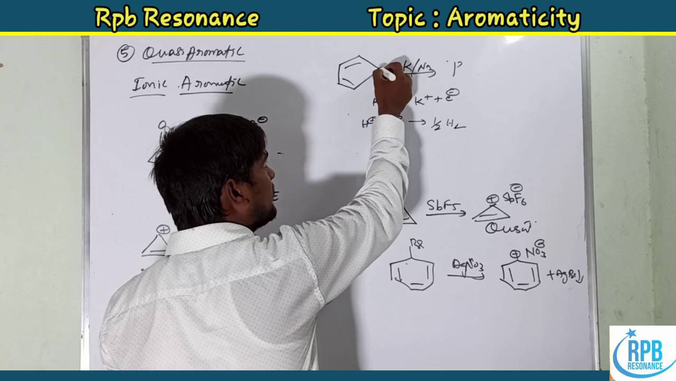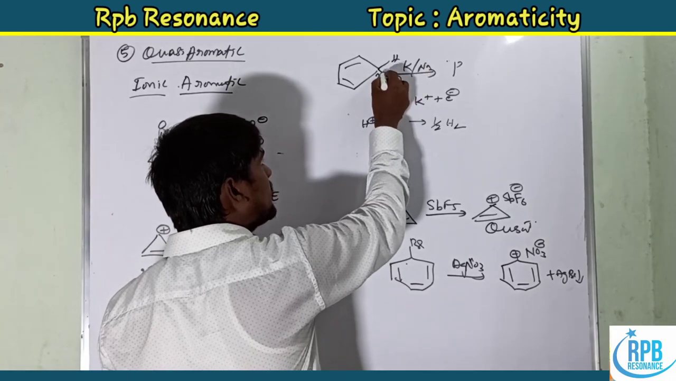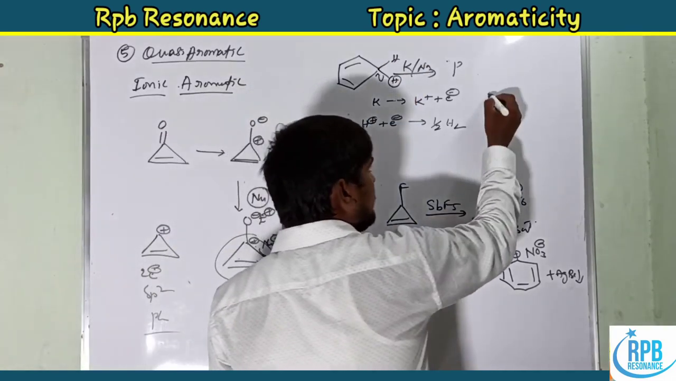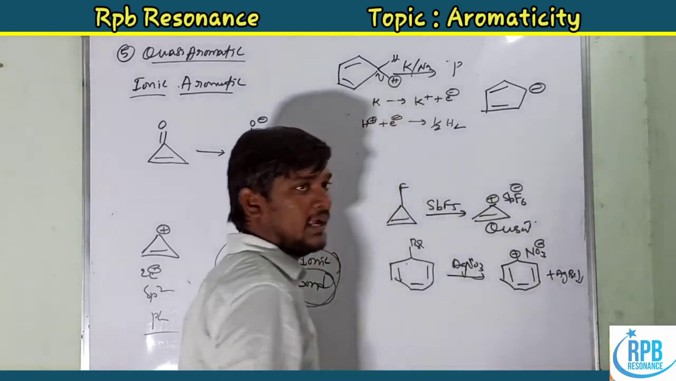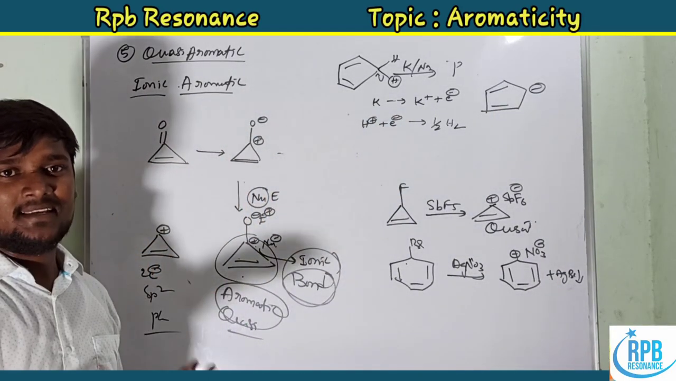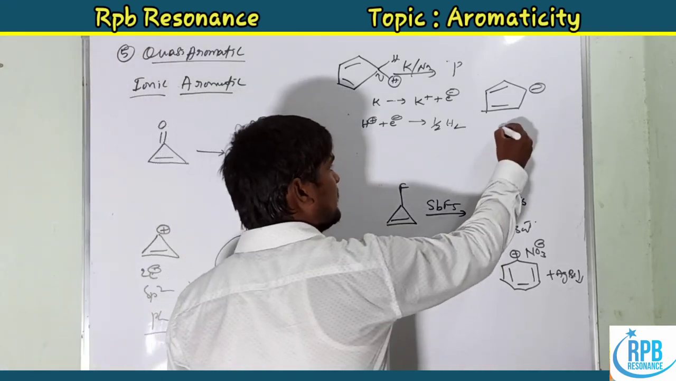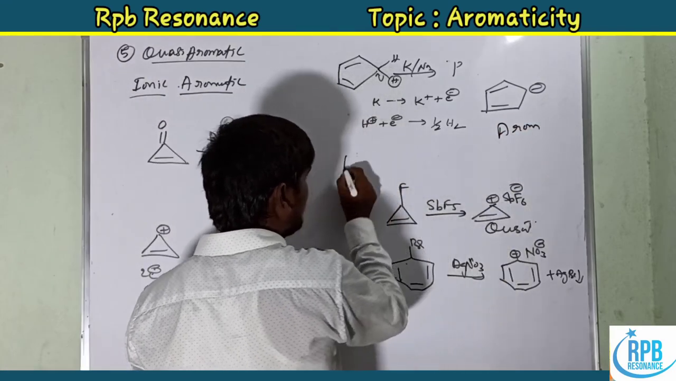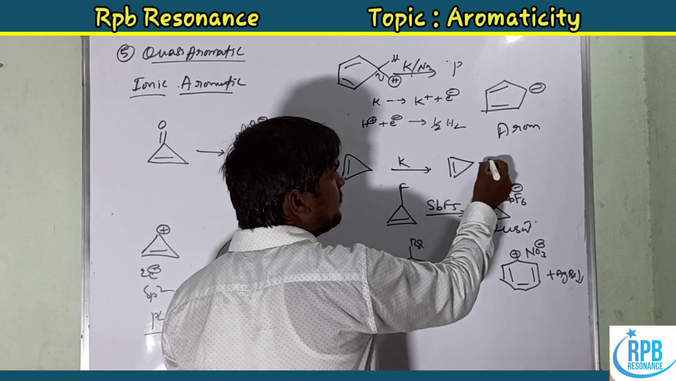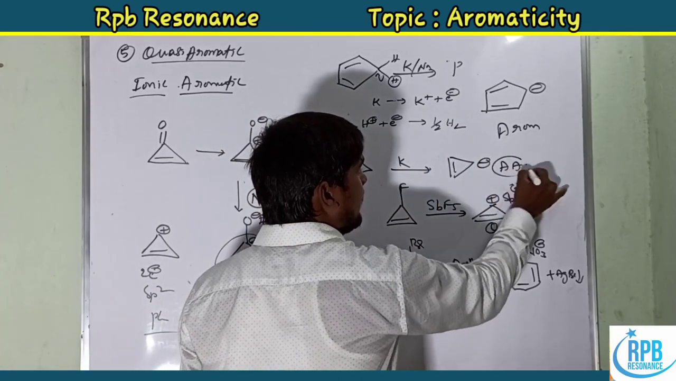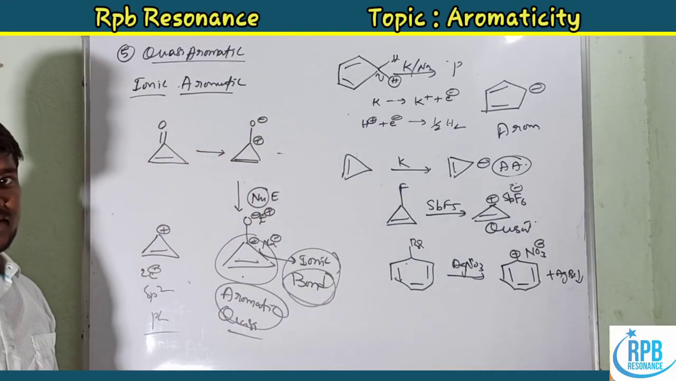Here it lost the H plus, that means the bonded two electrons shifted over there. Now it creates a negative charge over here. So a five-membered ring with negative charge, cyclopentadienyl, is aromatic. Sometimes they give this type of three-membered system with potassium, which will give this type of product. It is anti-aromatic. These types of questions are likely.